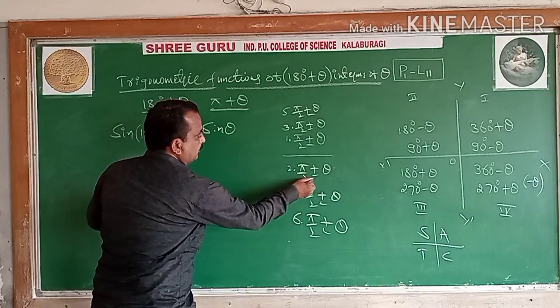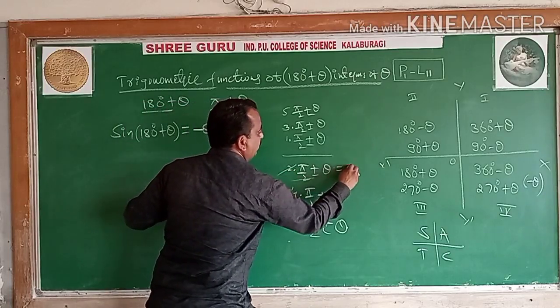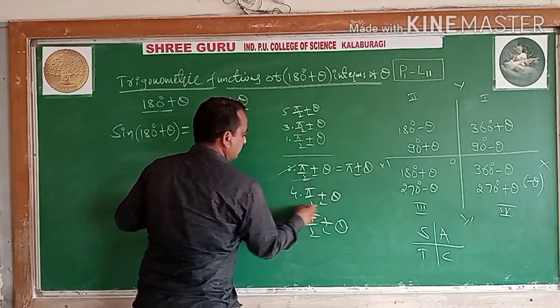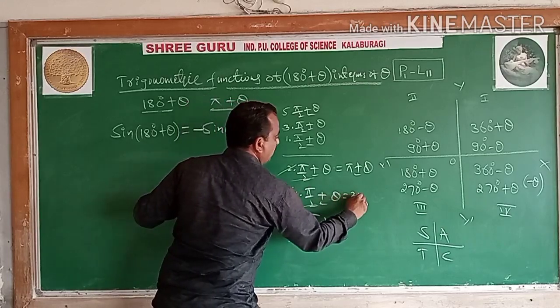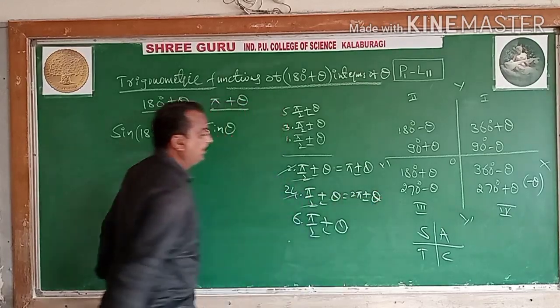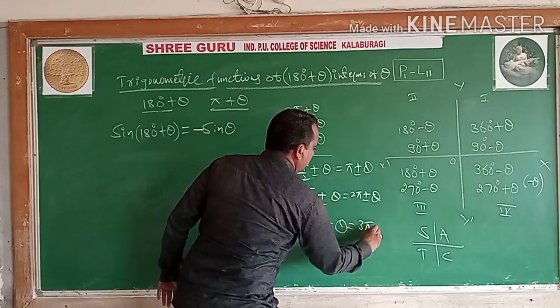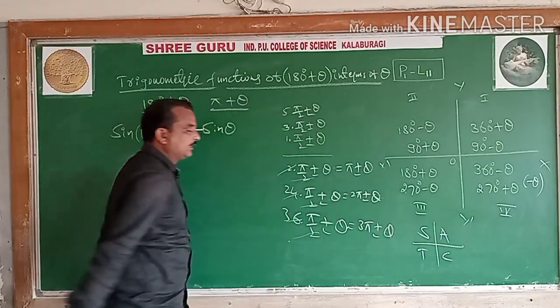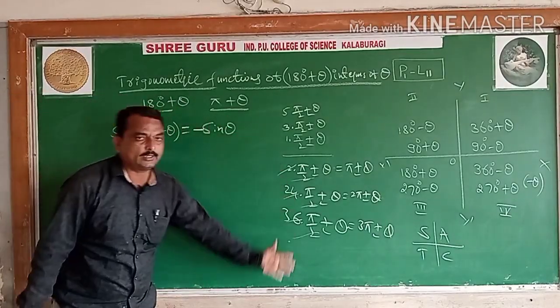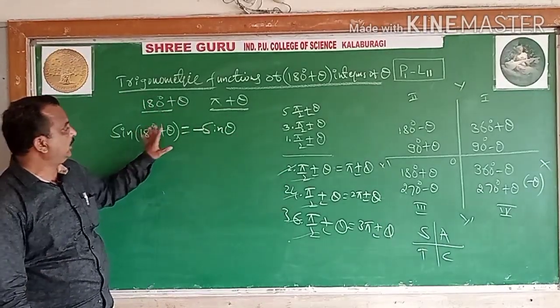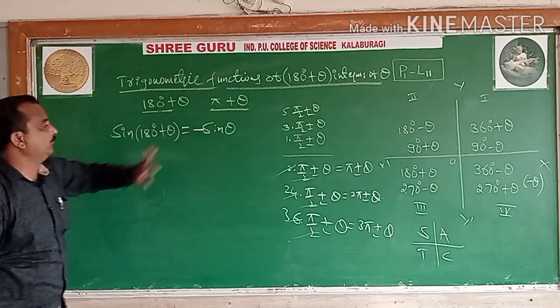So what does it become? This 2 and 2 get cancelled, so it becomes pi plus or minus theta only. So 2 times 2 is 2 pi plus or minus theta. And 3 pi, it becomes 3 pi plus or minus theta. When we convert allied angles of this type, the functions remain the same. The functions are written the same.